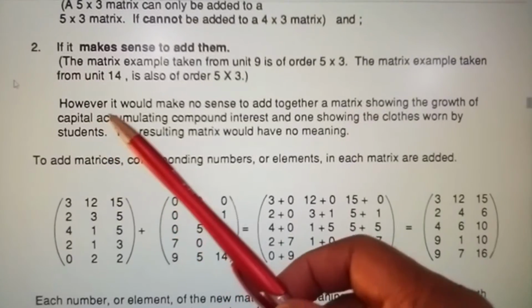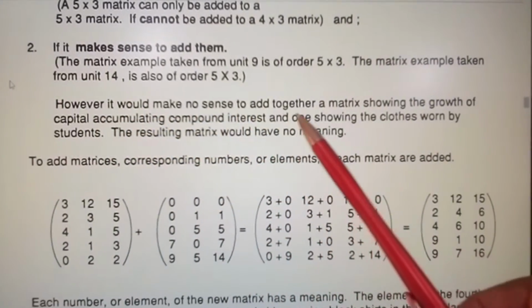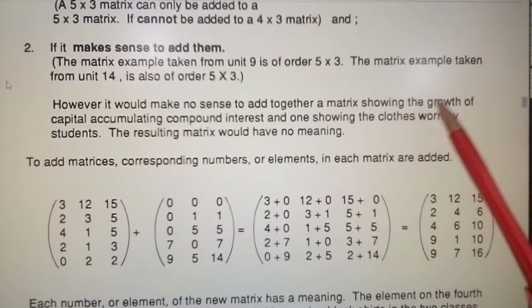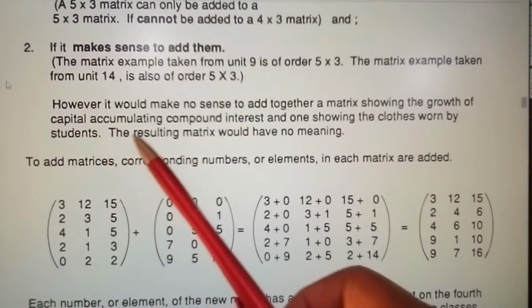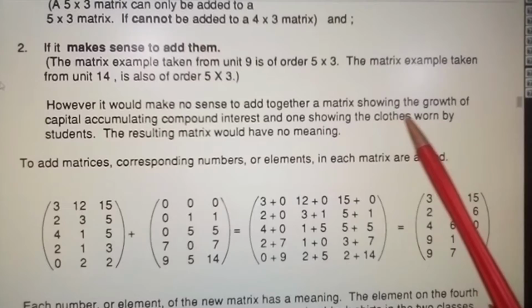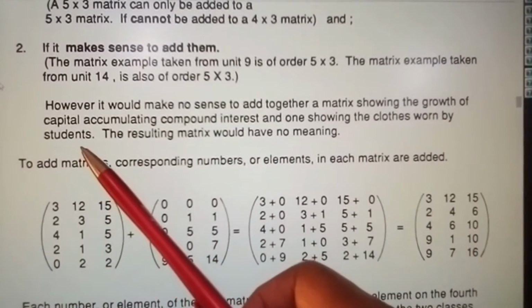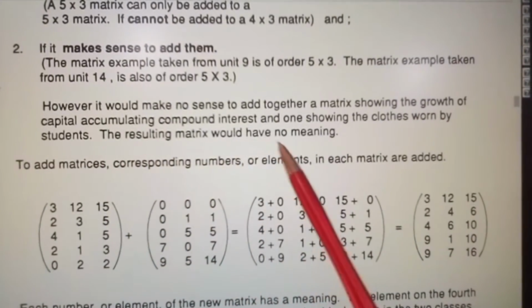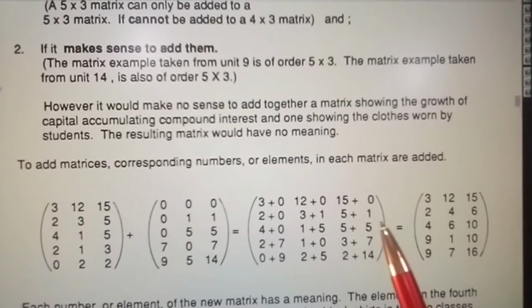However, it would make no sense to add together a matrix showing the growth of capital accumulating compound interest and one showing the clothes worn by students. The resulting matrix would have no meaning. Okay?